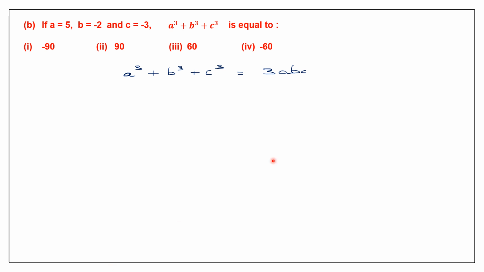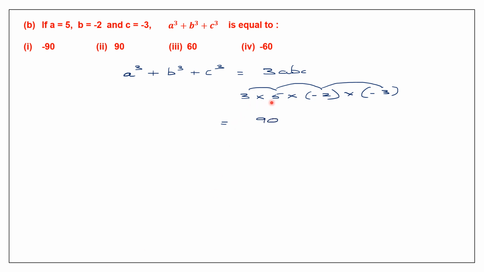Since we've been given the values for A, B and C, we just have to substitute them. So this is going to be 3 into A, and how much is A? A is 5, into B, and B is negative 2, into C, and C is negative 3. So this is equal to 3 into 5 is 15, 15 into 2 is 30, 30 into 3 is 90, so that is 90.